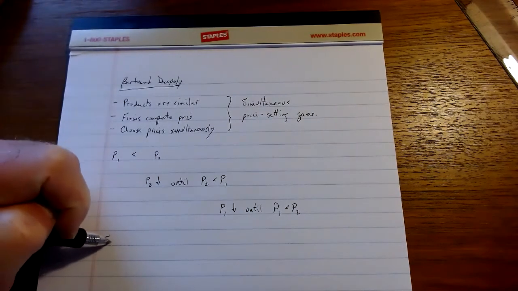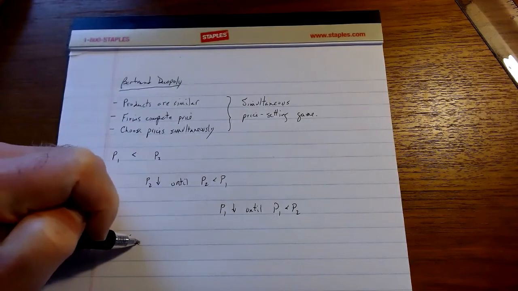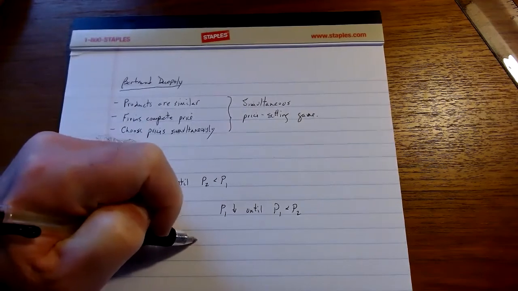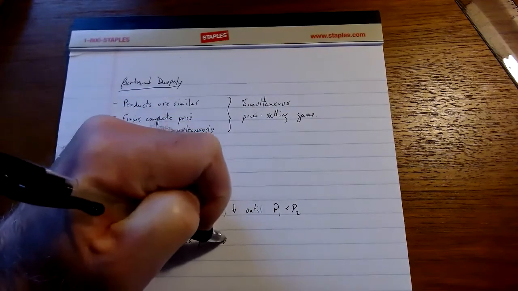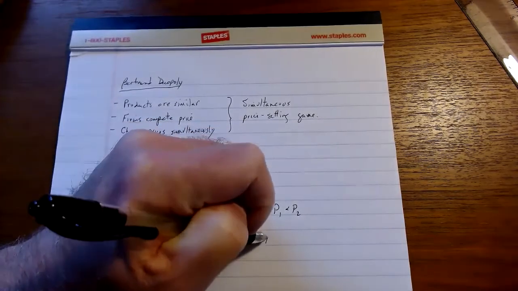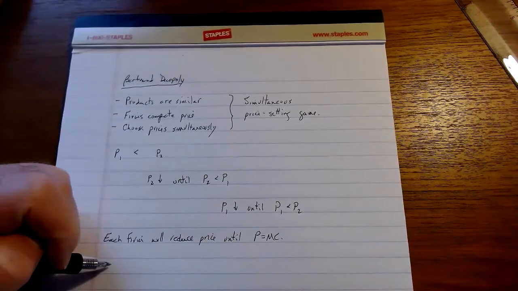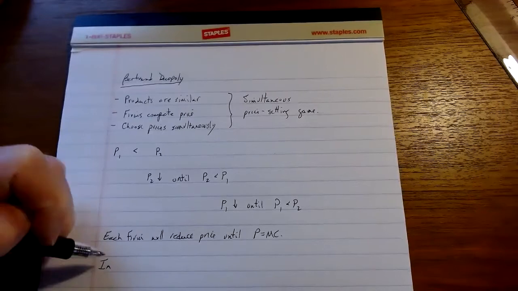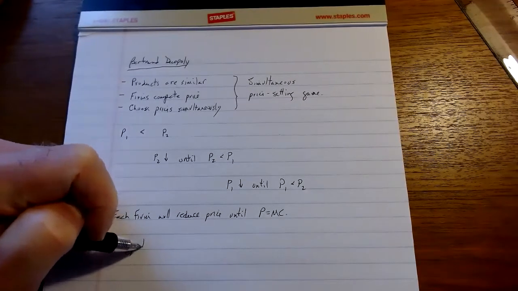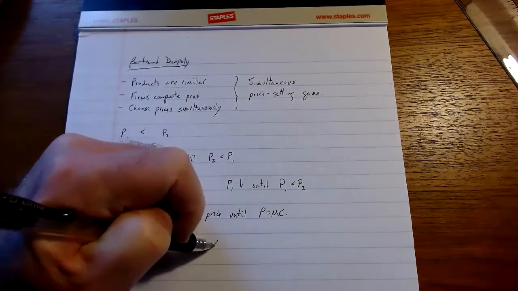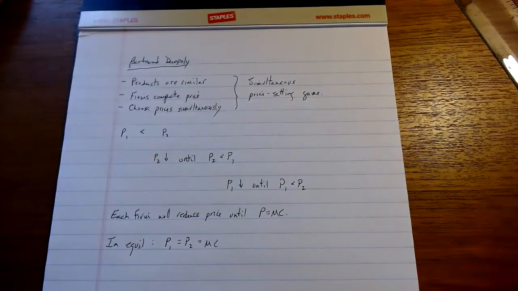And what we'll say is that each firm will reduce price until price is equal to marginal cost. They don't want to go below marginal cost because then they won't be able to at least earn a normal profit. So each firm reduces price until price equals marginal cost. And in equilibrium, price 1 equals price 2 equals marginal cost. So that's a pretty simple model.